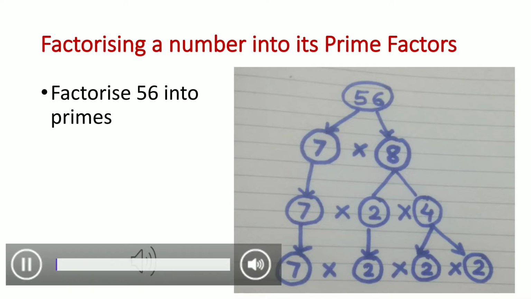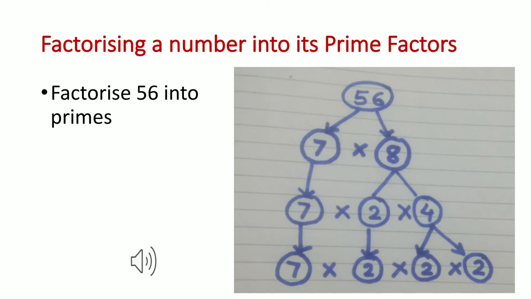Now we learn factorizing a number into its prime factors. Factorize 56 into primes. 7 times 8 is equal to 56. These are the factors of 56. 7 is a prime number, so we carried it down. 8 is a composite number, so we factorize it again. 4 times 2 is equal to 8.